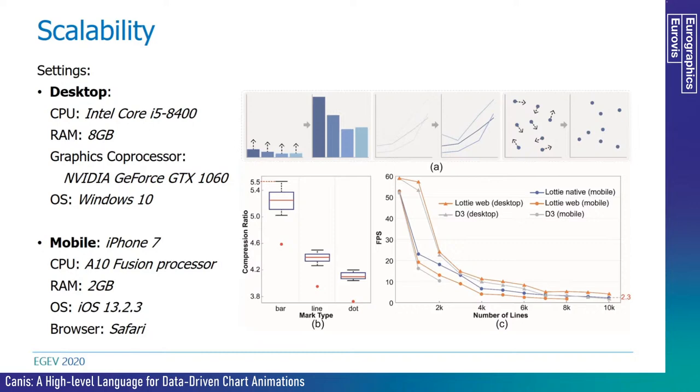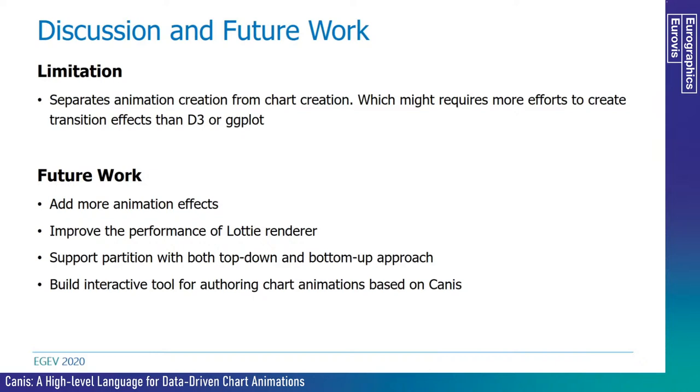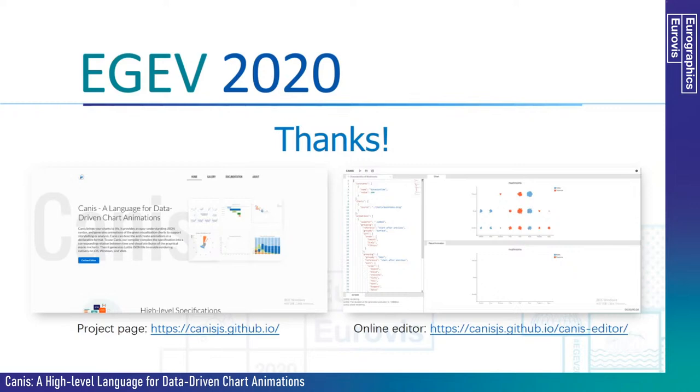Here comes the discussion and future work. Since Canis separates animation creation from chart creation, it might require more effort to create transition effects, and we will further enrich the animation types and specification methods, optimize the rendering performance, and build an interactive tool for general users. Thanks for listening, and welcome to visit our project page or try out Canis, our online editor.